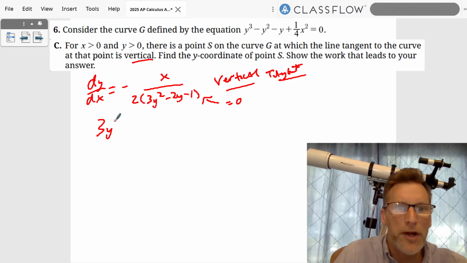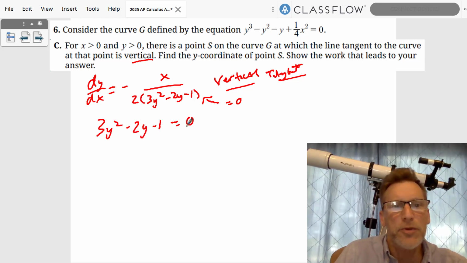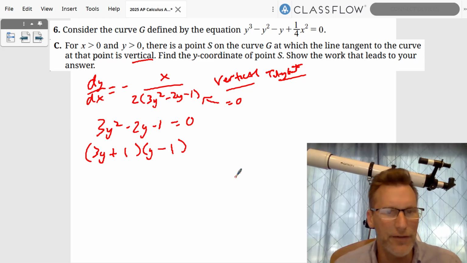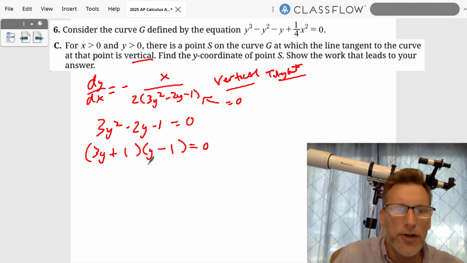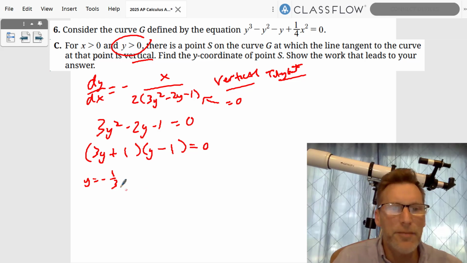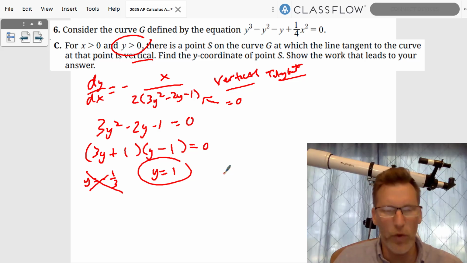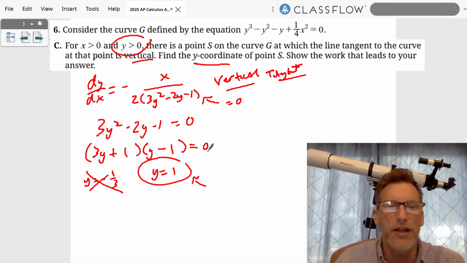So we're going to set 3y squared minus 2y minus 1 equals 0. Let's do some factoring. We have 3y, we have y. The factors of negative 1 are negative 1 and positive 1, which adds up to give you that negative 2y. We're going to set that equal to 0. You can see y could be equal to negative 1/3, but guess what? All the y's have to be positive, so we're not going to look at that one. y is equal to 1. This is the point at which we're going to get a vertical tangent. We're looking for the y coordinate of point S, and that is what it is.